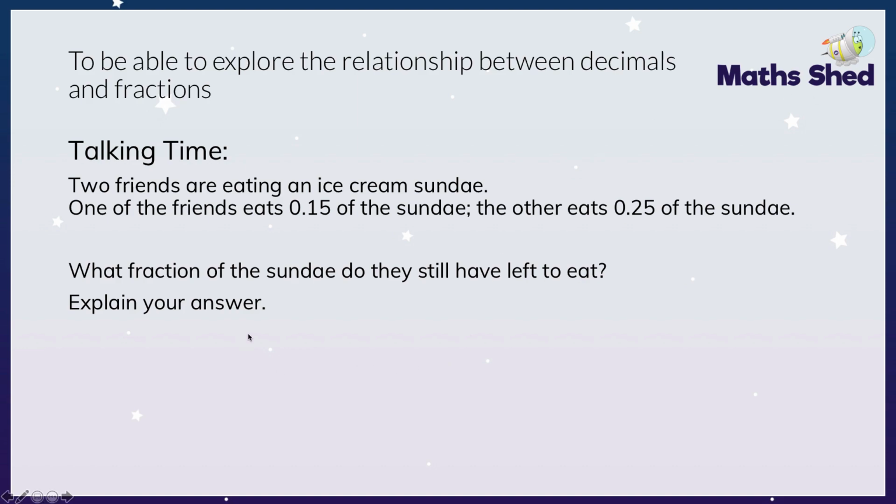Here we go. So, 0.15, I add that to 0.25. 0.25 add 0.15 is 0.40, which is the same as 40 over 100. Now that means I have 60 over 100 left, which can simplify to 6 over 10, which can simplify to 3 over 5.